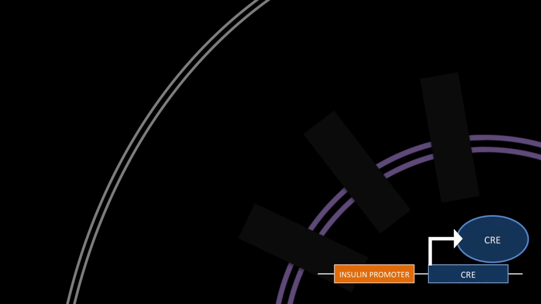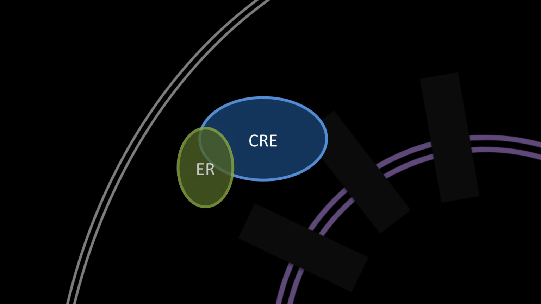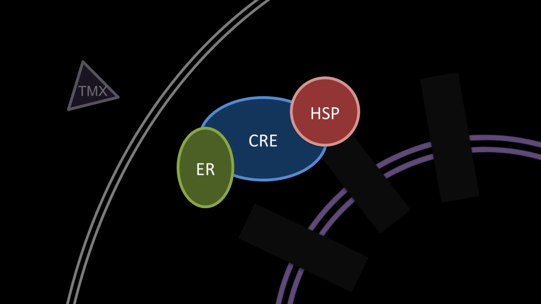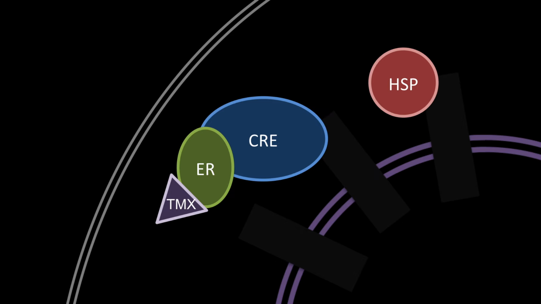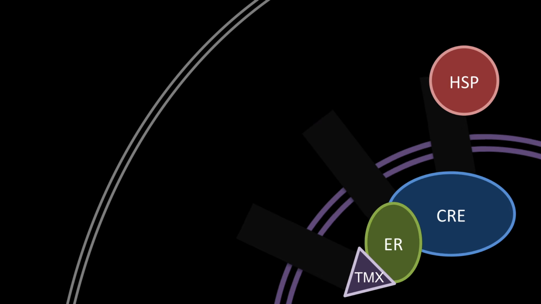In their experiment, transgenic mice were generated in which the insulin promoter drove the expression of tamoxifen-dependent Cre-recombinase, the enzyme that existed in the cytosol as a complex with the estrogen receptor and heat shock protein. When tamoxifen was injected in the cell, the Cre-ER complex separated, and the Cre-recombinase entered the nucleus to perform recombination.